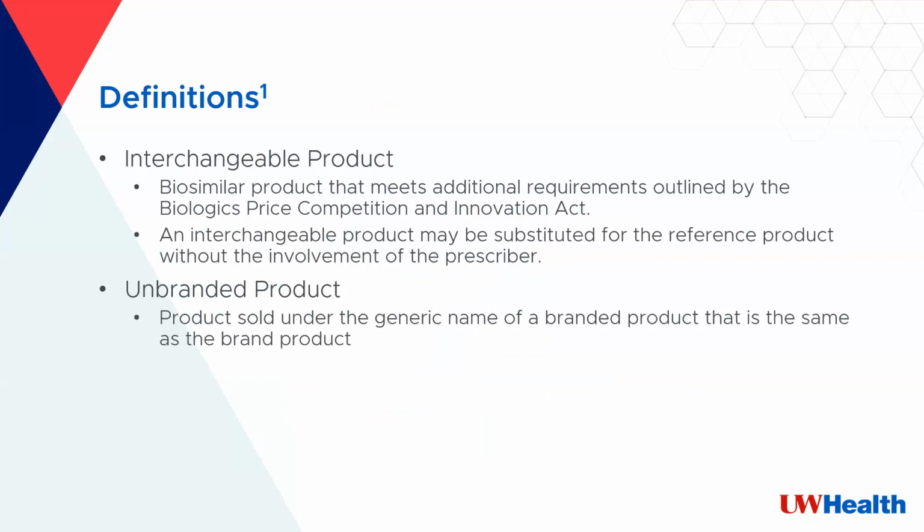Then our next set of definitions is to discuss an interchangeable product as well as an unbranded product. An interchangeable product is a biosimilar product that has gone through additional testing and approval requirements to allow it to be substitutable for a reference product. Without this designation, biologic products are not able to be substituted by a pharmacist without first contacting the prescriber. This is where they really are much different than a generic medication. We can't just substitute them as we'd like. We have to get that extra approval unless they have an interchangeable status.